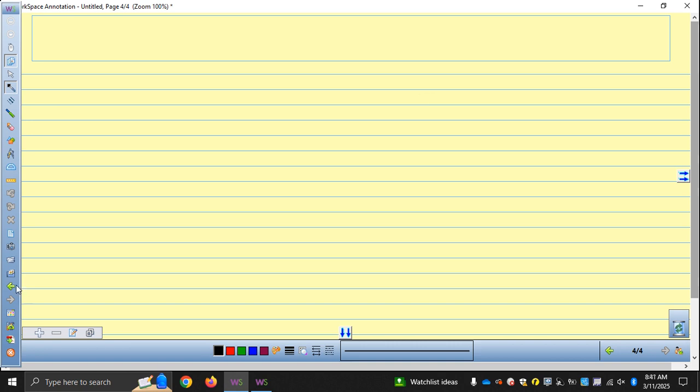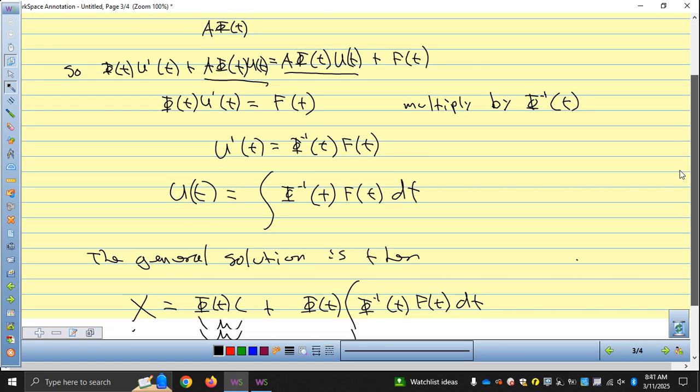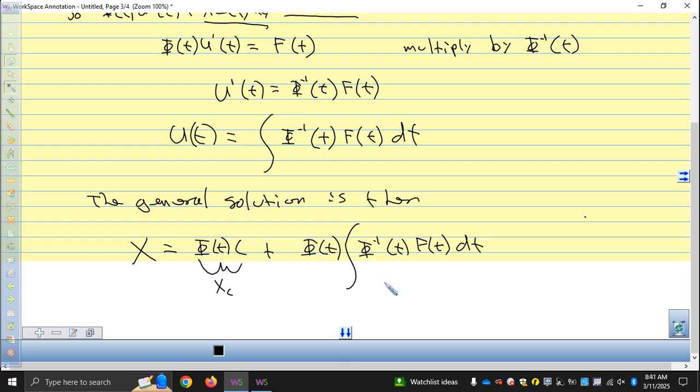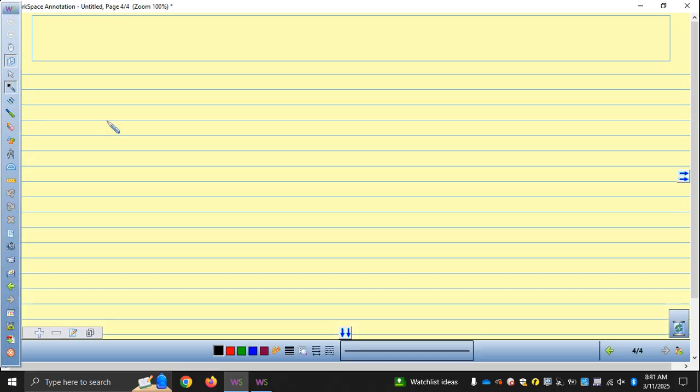And I'm going to go back here. Our constants, we don't need to worry about the constants of integration, just like we didn't need to worry about the constants of integration with our variation of parameters with higher order differential equations, because the constants of integration can get incorporated into the constants of our original solution.